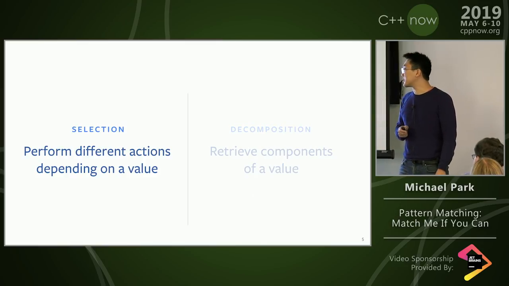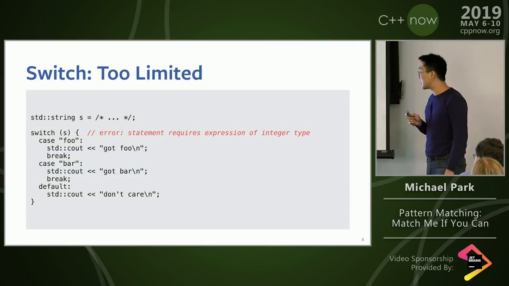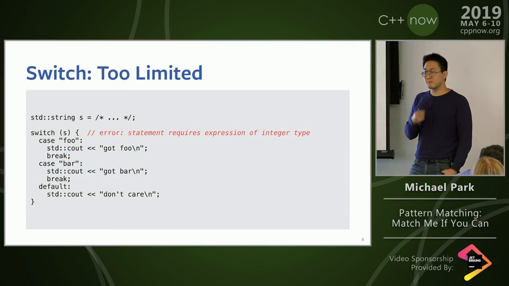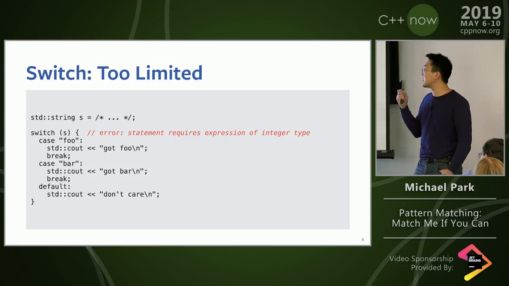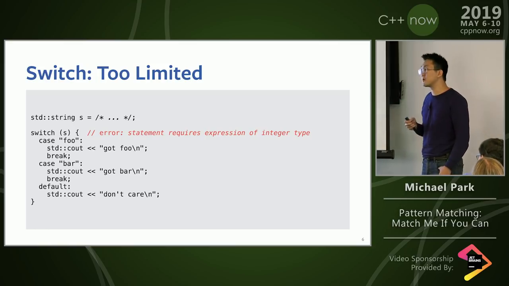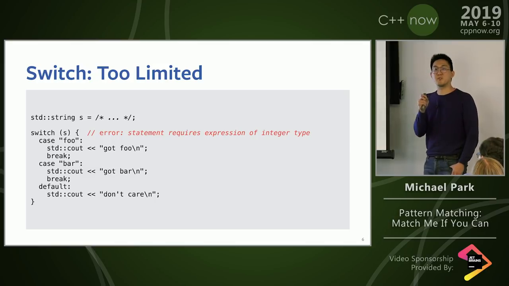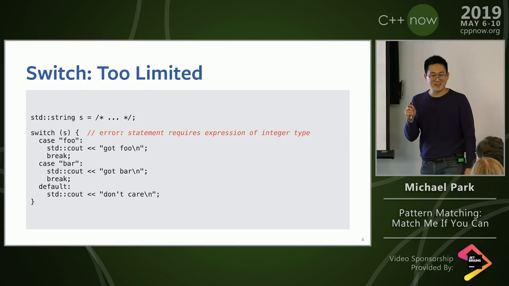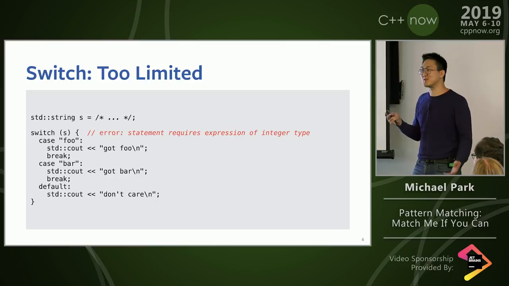So let's first talk about selection and its status in C++. The first thing is switch, right? This is the first thing that you would reach for. And shortly after you start using it, of course, you realize that it's too limited. I think everyone has had this situation where you want to switch on a string and you can't do it because it only works for integrals. Actually, not even integrals. It works for a single integral, right? So even if you have just two integers, you can't just say, I want 0, 0. You have to nest switches to get what you want.